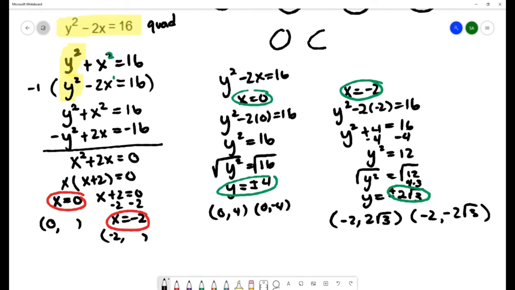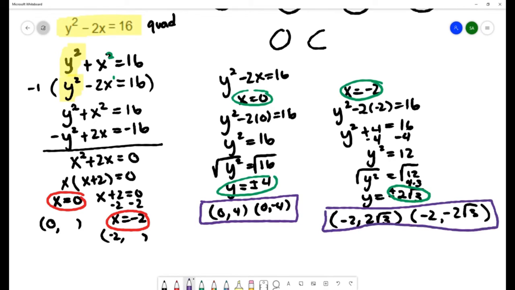So for this example, we ended up with 4 solutions to the system of nonlinear equations. And those 4 solutions are (0, 4), (0, negative 4), (negative 2, 2 square root of 3), and (negative 2, negative 2 square root of 3).